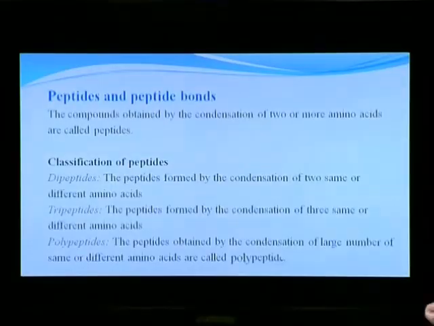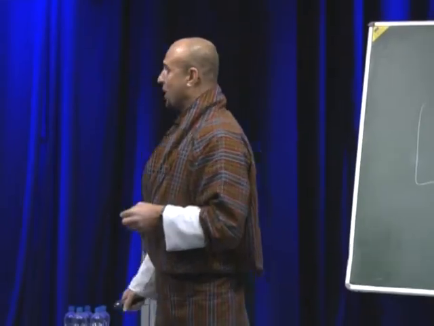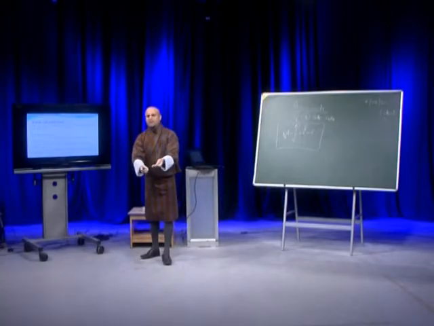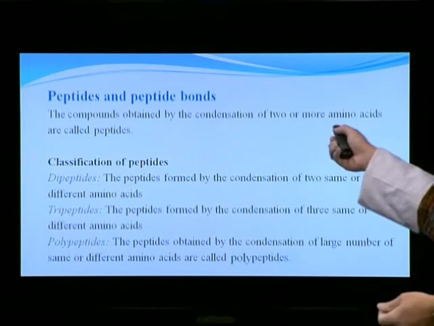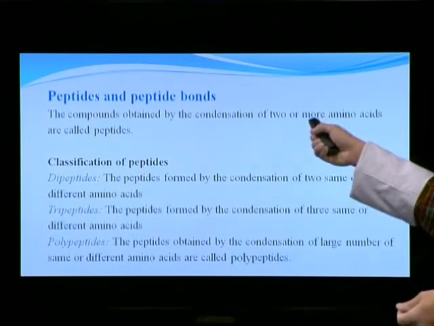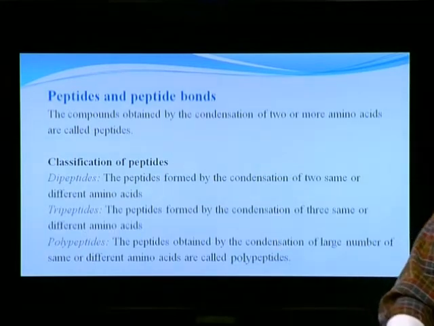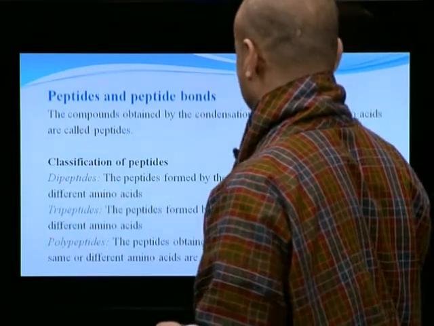The compound obtained by condensation of two or more amino acids is called a peptide. Now, when I say two or more amino acids, it can be the same type of amino acids or different types of amino acids. For example, it can be glycine, glycine, glycine combined together, or it can be glycine forming a bond with alanine, and alanine forming a bond with leucine. So it can be two or more similar types of amino acids or two or more different types of amino acids.